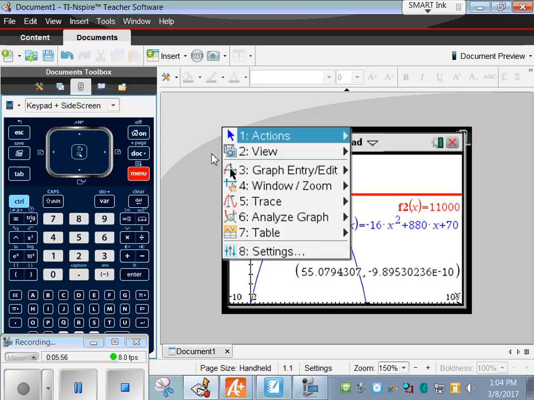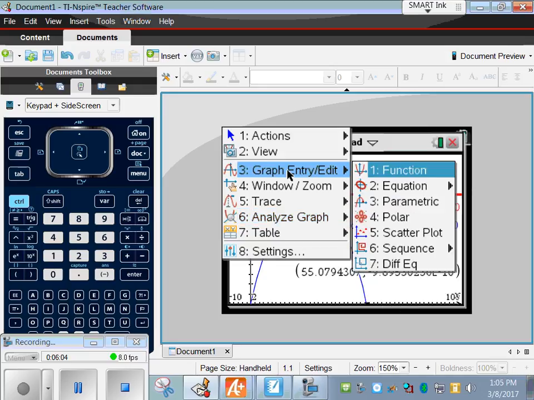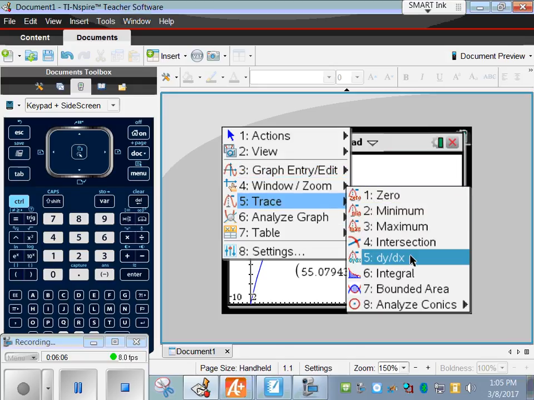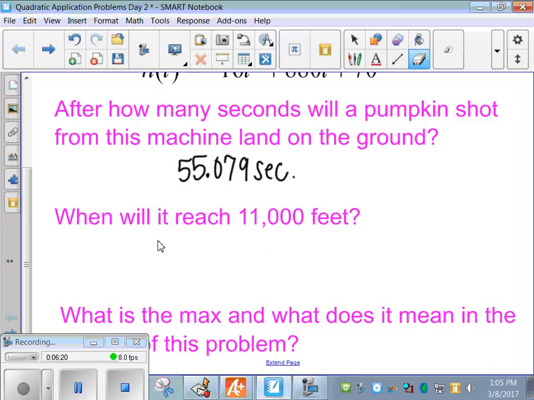So we're going to go menu, analyze graph, and which of those do you think we use? Zero. Nope, zeros are for x-intercepts. Intersection. When you have two graphs and you want to find where they cross, use intersection. So let's all do the one on the left first. So go left of it, right of it, and we get that point, which is 18.949 seconds.